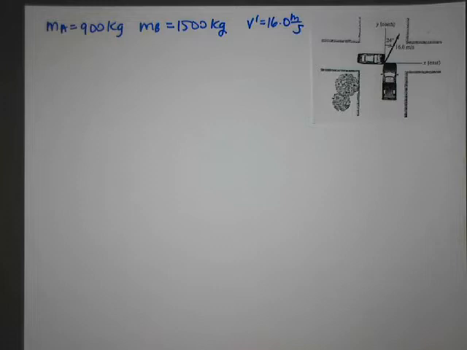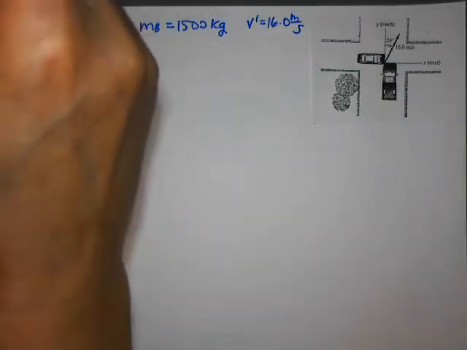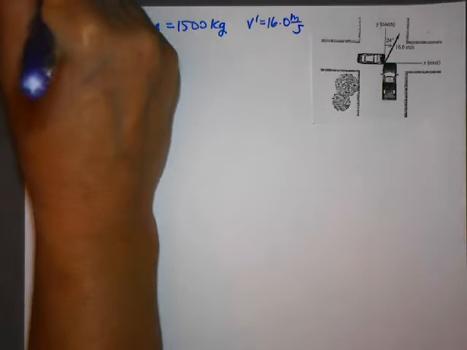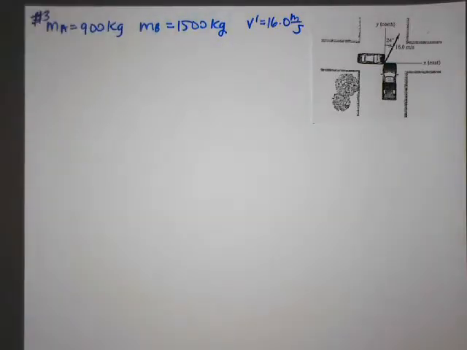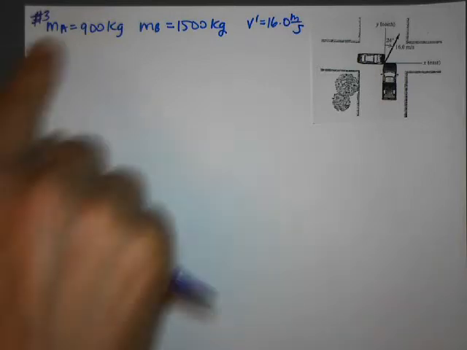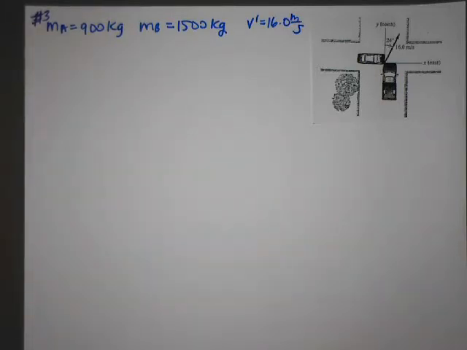Okay, so this is problem number 3 on our review. And again, these are all conservation of momentum. In this case, we have two cars that collide. At the intersection of Texas Avenue and University Drive, a small subcompact car of mass 900 kilograms, so we're going to call that MA, traveling east on University collides with a maroon pickup truck of mass 1,500 kilograms that is traveling north.